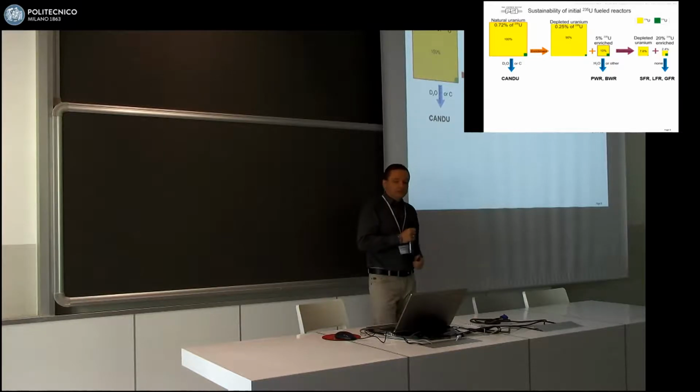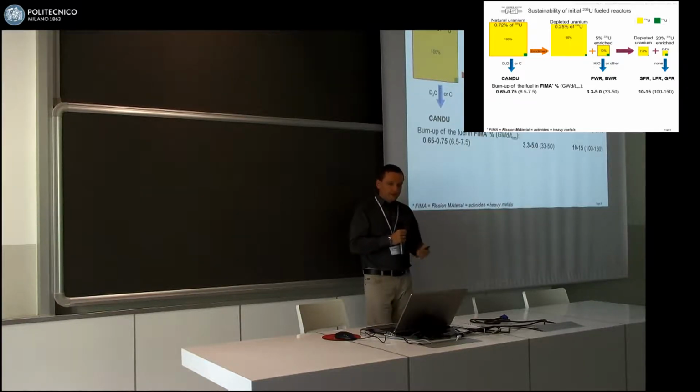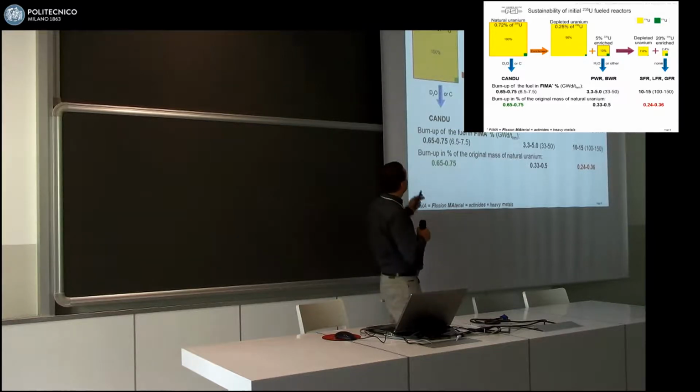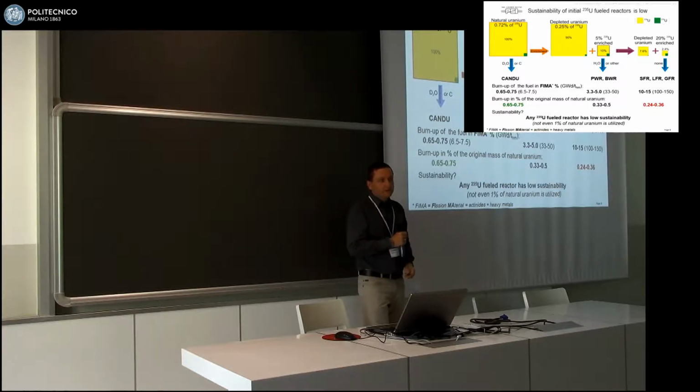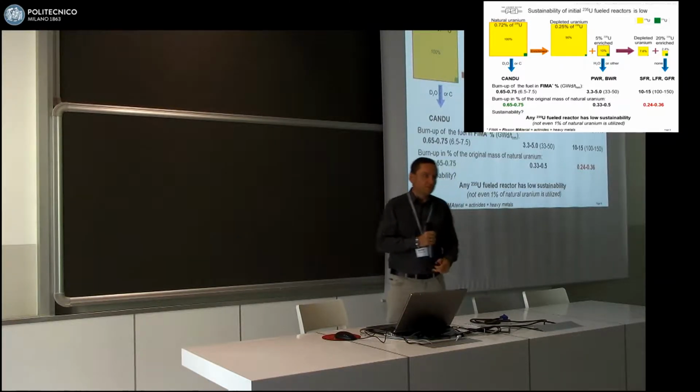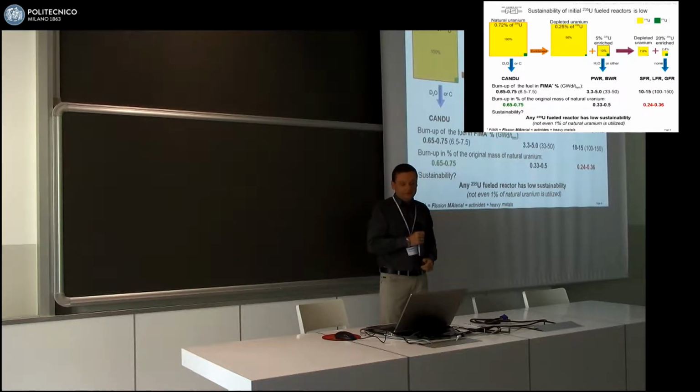And in each of these reactors, you can reach a certain burn-up. In CANDU, let's say 0.75%, light water reactor 5%, fast reactors maybe 10%. So the question is how much of natural uranium you utilize in these reactors. And it is actually so that in CANDU, where you directly use natural uranium, it is the same number. In a light water reactor, because you leave 90% in the enrichment factory, it's 10 times less, so it's 0.5%. And in a fast reactor, it's even worse. So none of these reactors, if fueled by uranium-235, is sustainable, because we cannot use more than 1% of the resources we have.